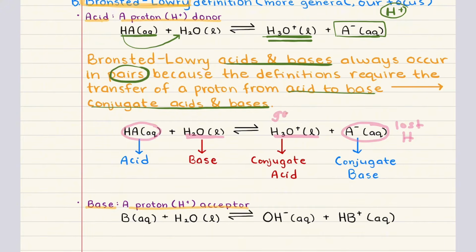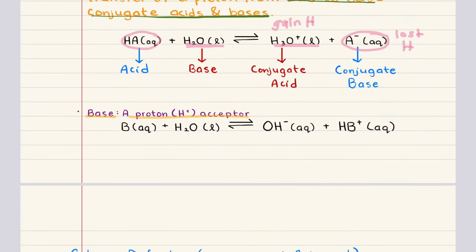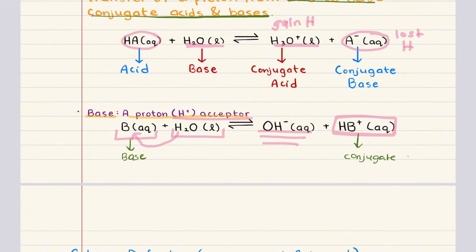Now let's look at the other side of the definition. A Bronsted-Lowry base is any substance that accepts a proton. In this reaction, we start with a base, which we'll call B, and it reacts with water. Here, the base accepts a proton from water. That turns the base B into its conjugate acid, which we write as HB+. And it leaves behind hydroxide ions, which come from the water molecule. So this reaction shows proton acceptance, not donation. B is the base, HB+ is the conjugate acid, and water is now acting as the acid because it gives up a proton.